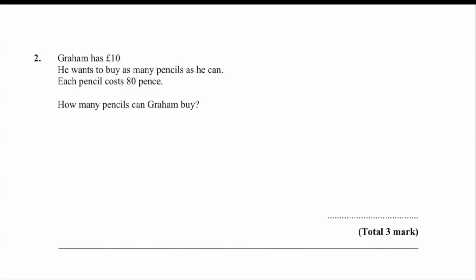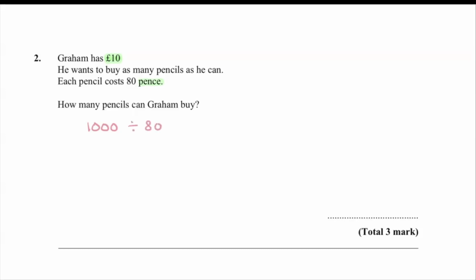Okay, we need to work out how many pencils we can get from the £10. Now, the first thing to note really is the fact that you've been given £10 and you've been given pence. We have different units and we need to be in the same units. So I'm going to change my £10 into pence, which is going to give me 1,000. And I want to work out how many 80 pences I can get into that. So it's a divide question.